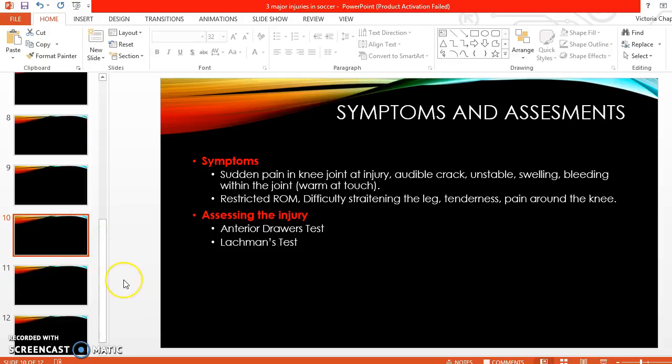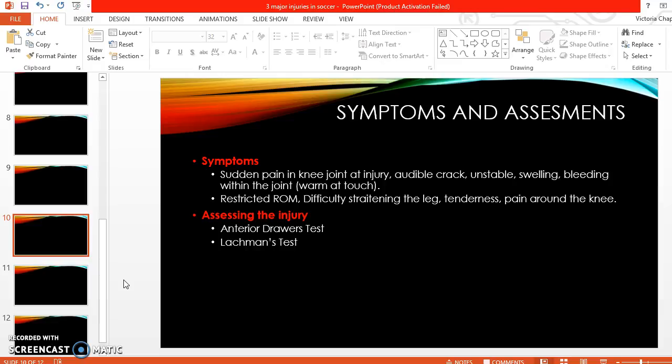Symptoms and assessments of both. The symptoms are sudden pain in the knee joint at injury, an audible crack, instability, swelling, and bleeding within the joint. If you touch it, it's warm, so it's bleeding within the joint. And then you have restricted range of motion, difficulty straightening the leg, and tenderness and pain around the knee.